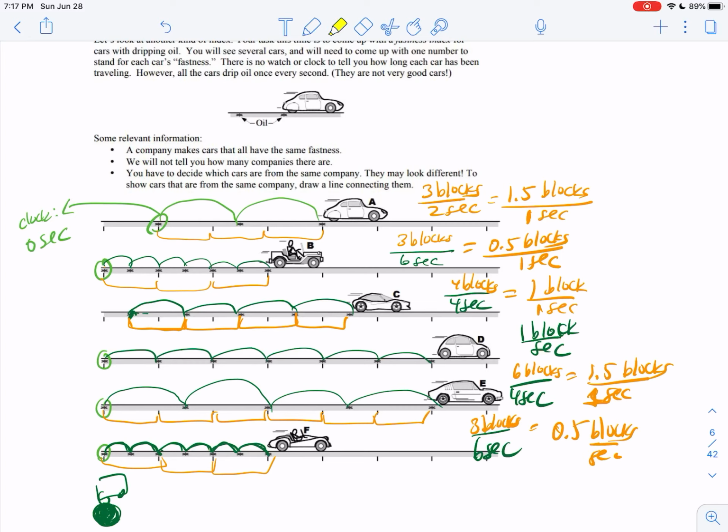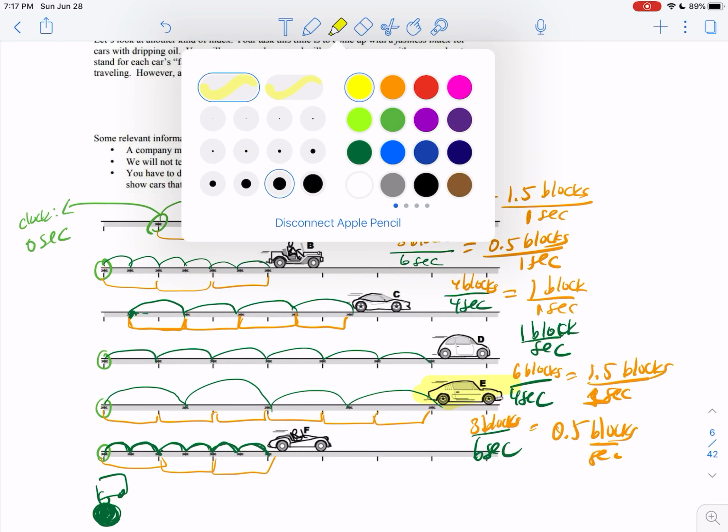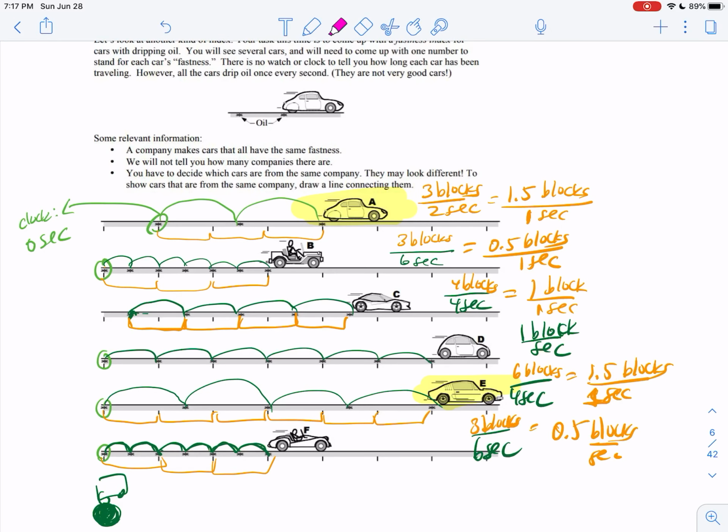Okay, so now I can see who goes together. Okay, so A is the same speed as E. Okay, those guys are from the same company. Let's see, this is probably going to be too dark. B, that's the slow guy at 0.5 blocks per second. That's the same as F. Okay, and then 1 block per second, C and D.